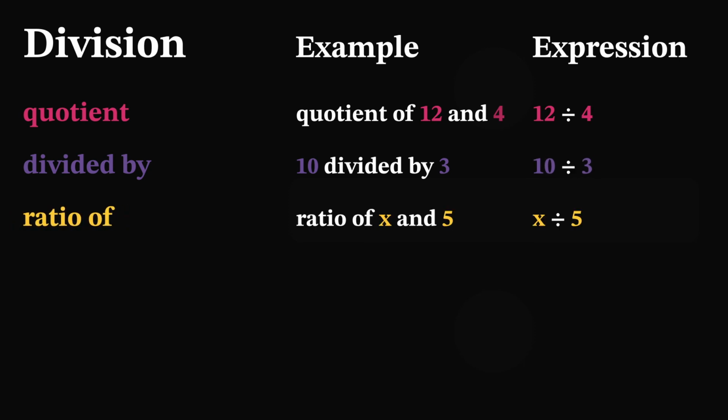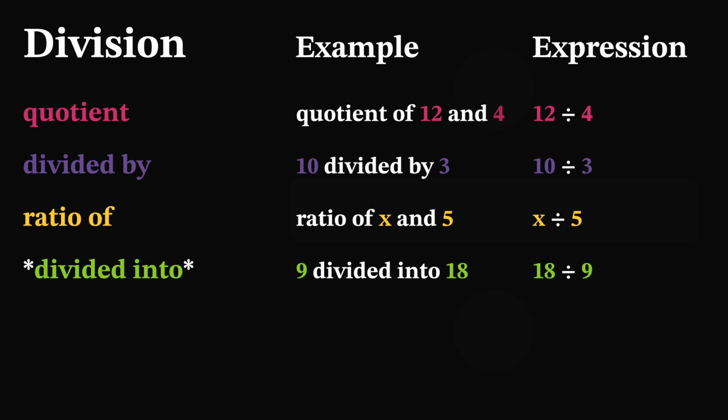Next we have the ratio of. An example is ratio of x and 5. Now the phrase ratio of can be used to represent division, and we want to remember that it's the first number divided by the number after the word and. So we have x divided by 5. And our last phrase, divided into. We want to pay attention to this phrase because it's one of those backwards phrases. So we have 9 divided into 18. 9 divided into 18 is basically asking us, how many times does 9 go in 18? Now in this example, we're not interested in finding that answer, we just want to set it up and translate it. So we get 18 divided by 9.